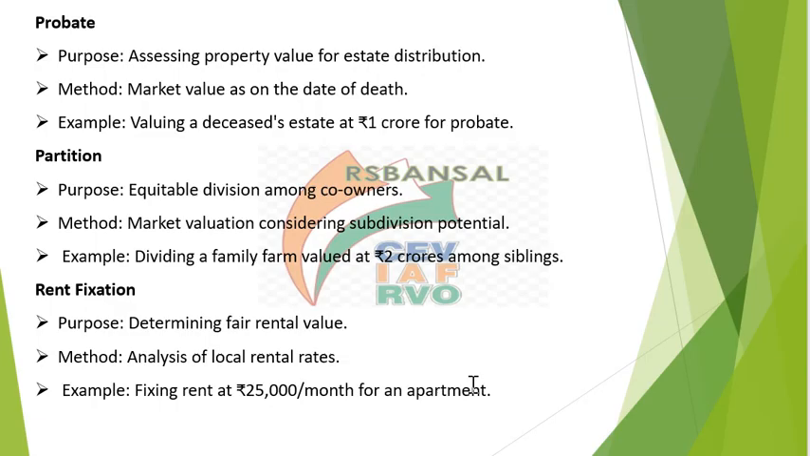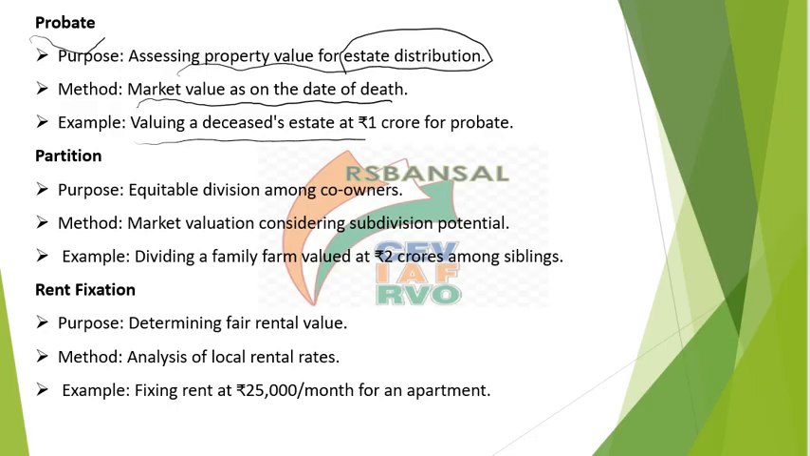Then probate. Here the purpose is assessing the property's value for estate distribution. Whenever you have to do valuation for estate distribution, it is called probate. The method is market value; you have to find the market value as on the date of death of the deceased. For example, valuing a deceased person's asset at rupees 1 crore for probate.